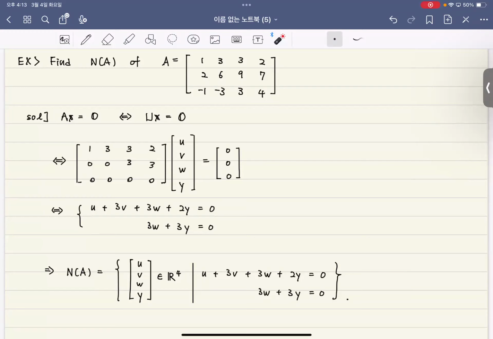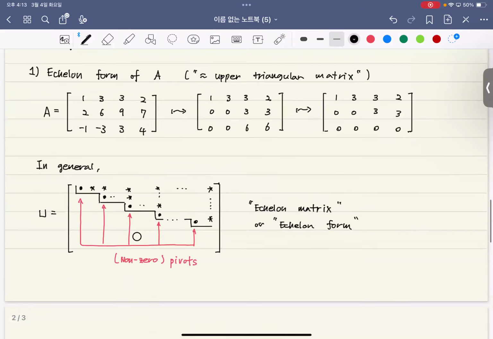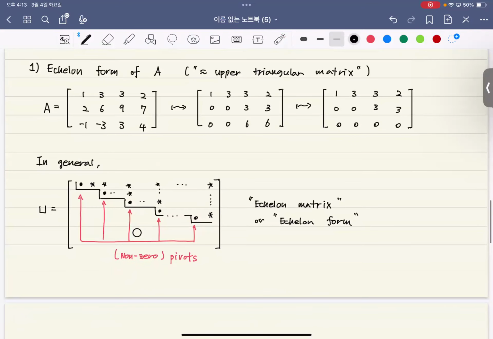This is very confusing. Well, I'm not saying this is the wrong answer. This is a very right and rigid answer. But I cannot find any geometric picture out of this. But this is one description, and I'm going to show you another description of the null space. To have another description of the null space, I want to introduce you to the so-called reduced row echelon form of any matrix.